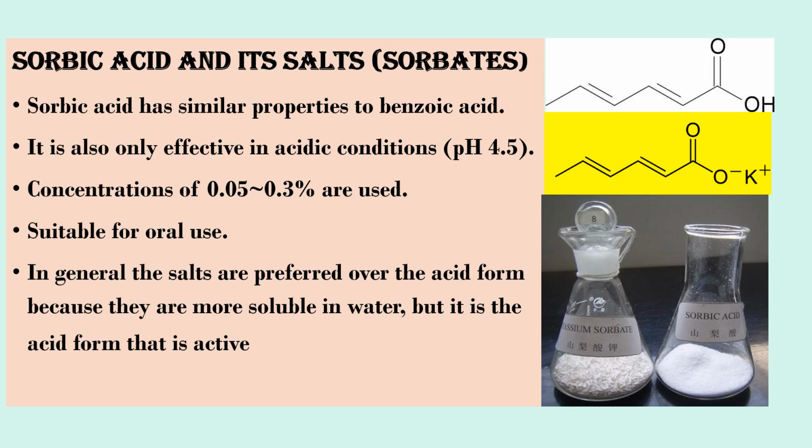Sorbic acid. So what do you see in this sorbic acid? It has similar properties to your benzoic acid. It contains a conjugated double bond. It's an example of a conjugated diene with a carboxylic acid attached to it.